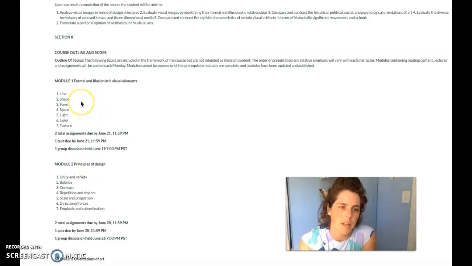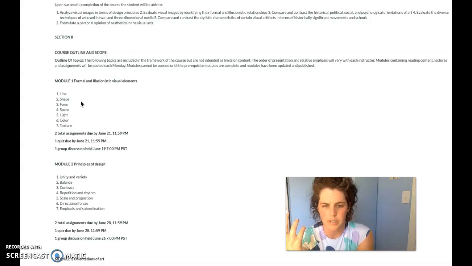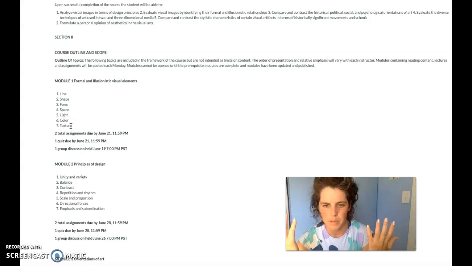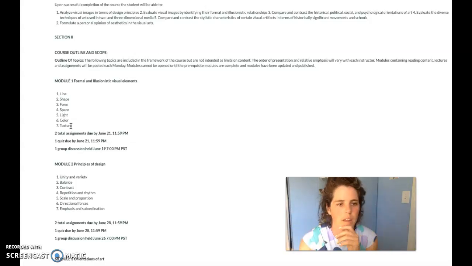The first topic in Module 1 is going to be the formal and illusionistic visual elements in art. That's your bare bones basic understanding. Line, shape, form, space, light, color, texture, those are all tools that are used in a recipe for a complete picture, image, or piece of artwork.